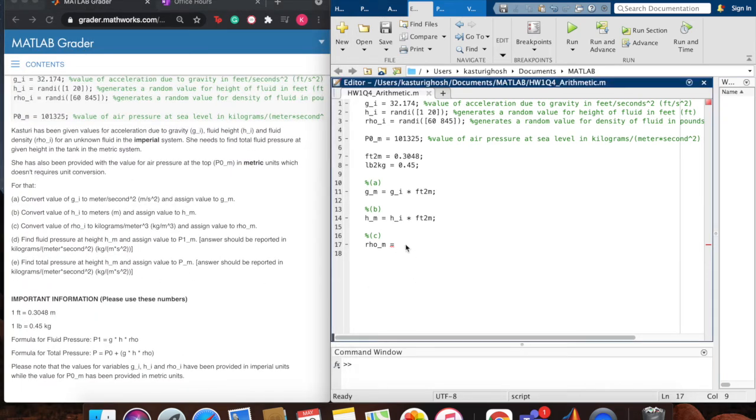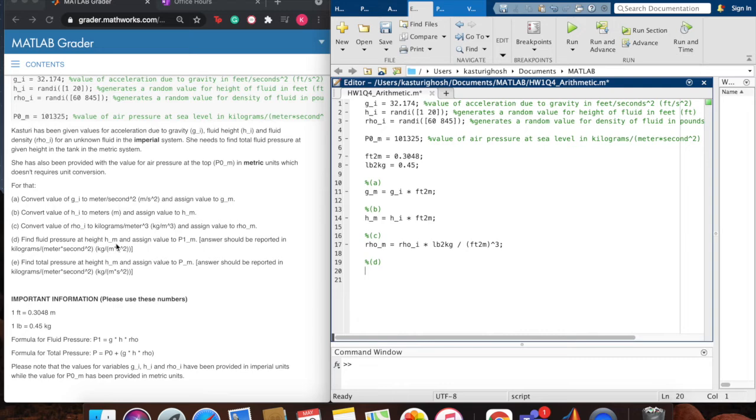So we're going to write rho i, then I'm going to use the multiply sign, and then I'm going to say pounds to kgs because I need my numerator to change from pounds to kgs, and then I'm going to divide by feet to meters, and I'm going to write cube. All right. And that's it for my C part. Moving on to the part D.